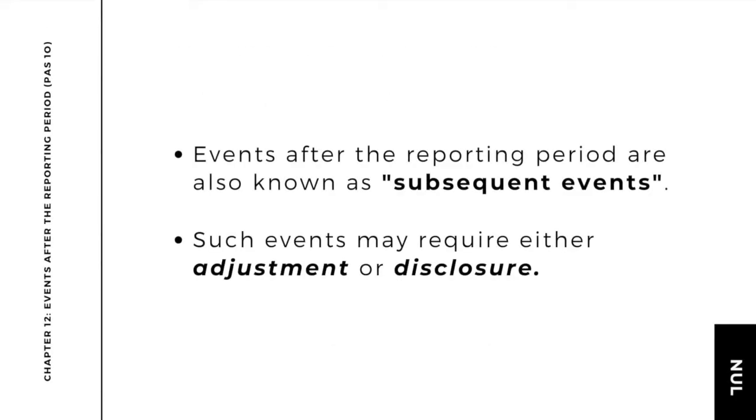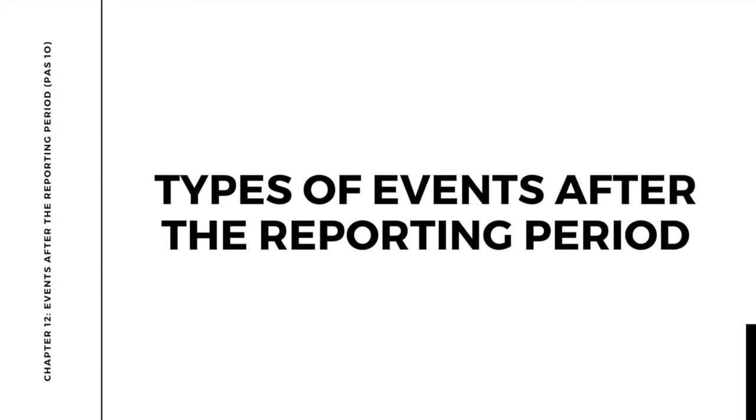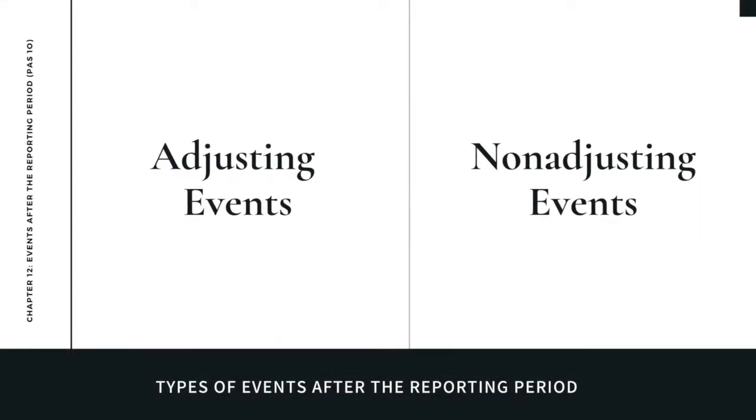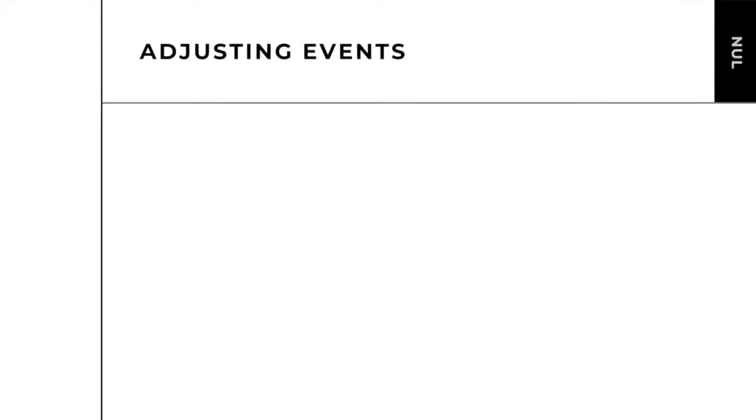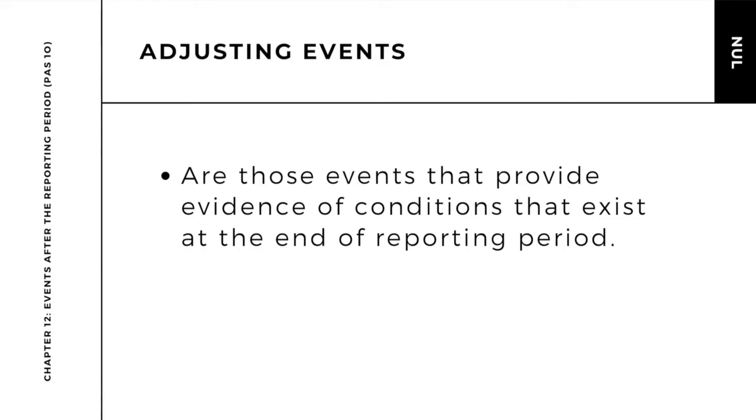Events after the reporting period are also known as subsequent events. Such events may require either adjustment or disclosure. Events after the reporting period may be classified in two types. These are the adjusting events and the non-adjusting events. The first one is the adjusting events. And as the title says, you will make some entries as a result of those events.